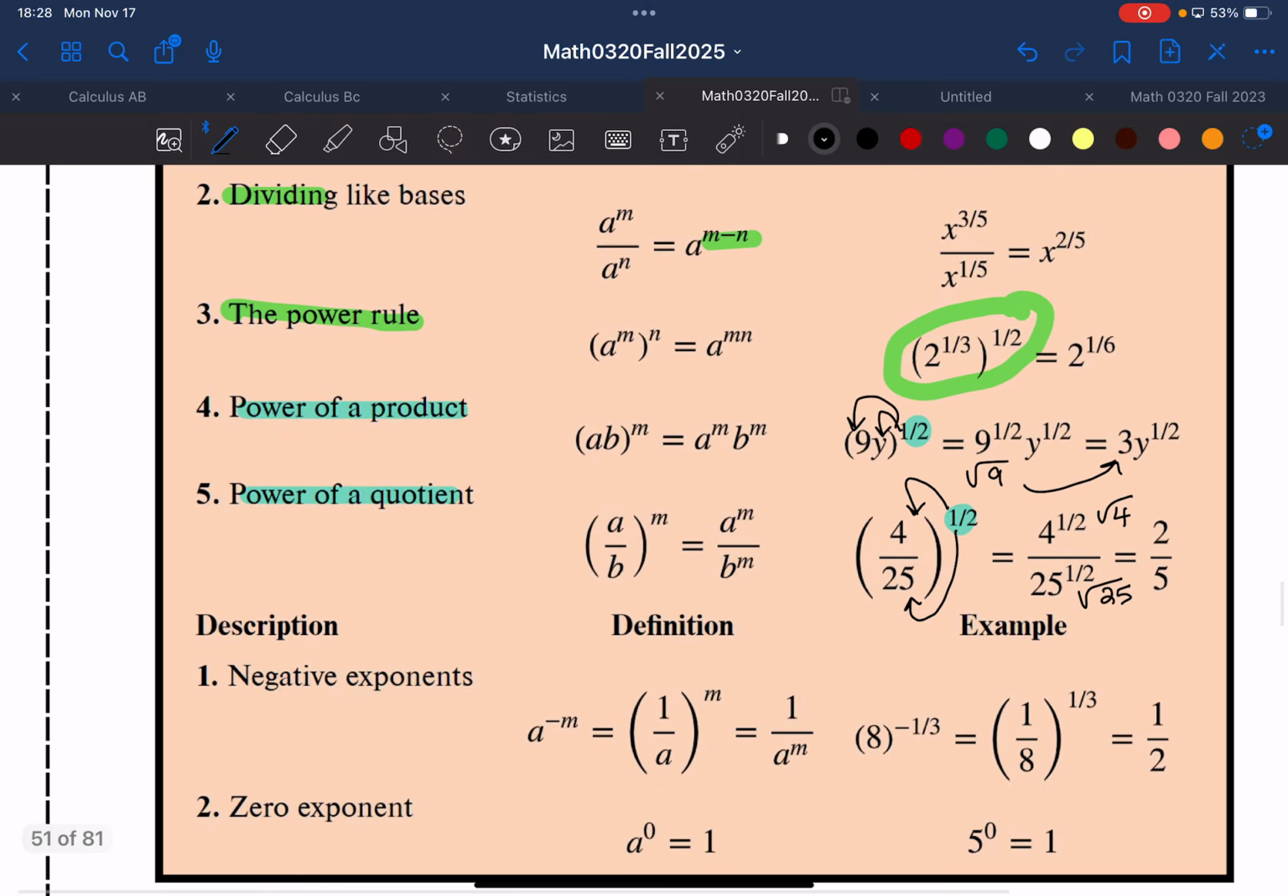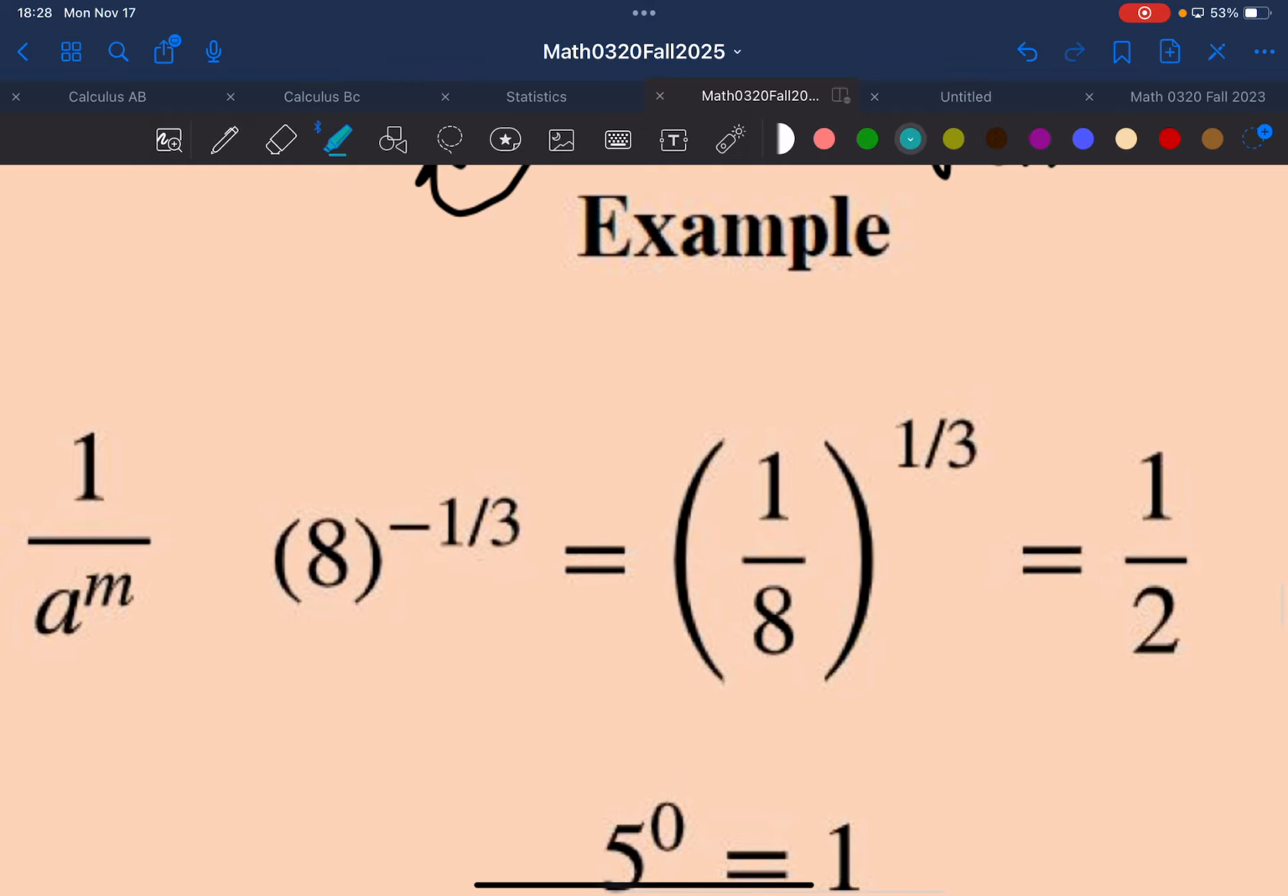The next one, we talked about it as well. Negative exponents. So remember we said if we have a negative exponent, we have to move that number to the denominator. And that's what they're doing here. They have 8 to the negative 1/3 power. Then they move the 8 to the denominator, so 1/8 to the 1/3 power.